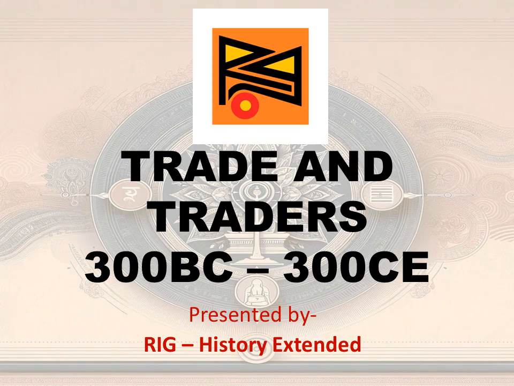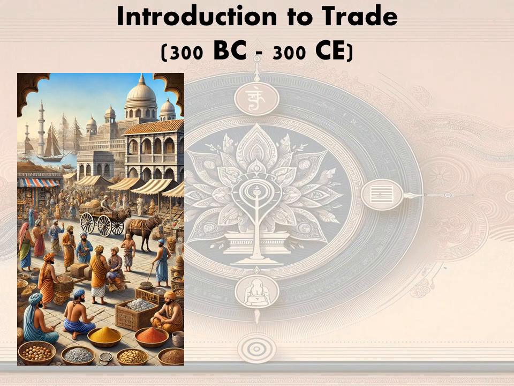We are going to talk about trade and traders in the Indian subcontinent from around 300 BC onwards until up to 300 CE. So, throughout these 600 years, we are going to see what kind of trading activities used to prevail in the Indian subcontinent, who were the traders, what were the main trading routes, and what kind of trading commodities used to exist. So, without any delay, let's get into details.